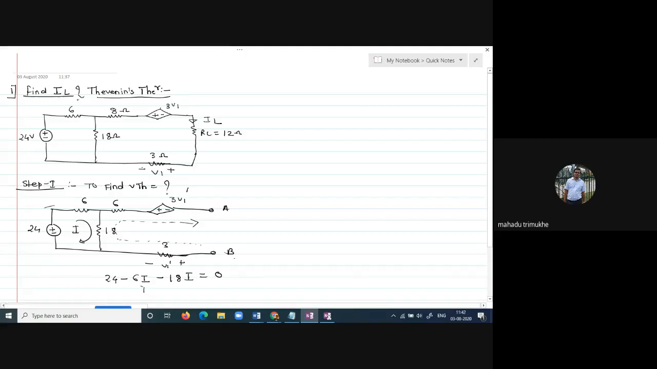Means I you will get here 1 ampere. Now you have to find out the voltage across VAB. Is this clear? I is equal to 1 ampere.